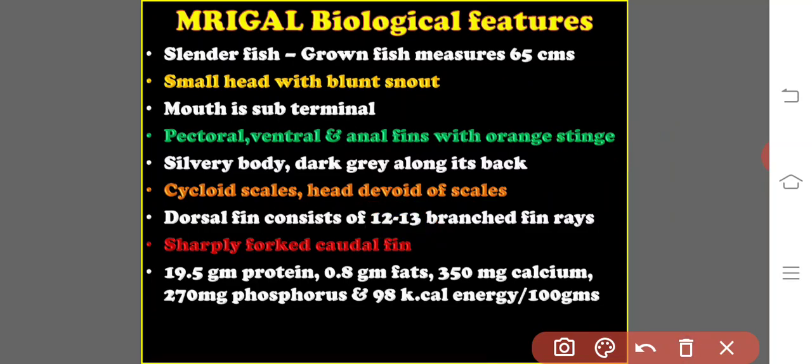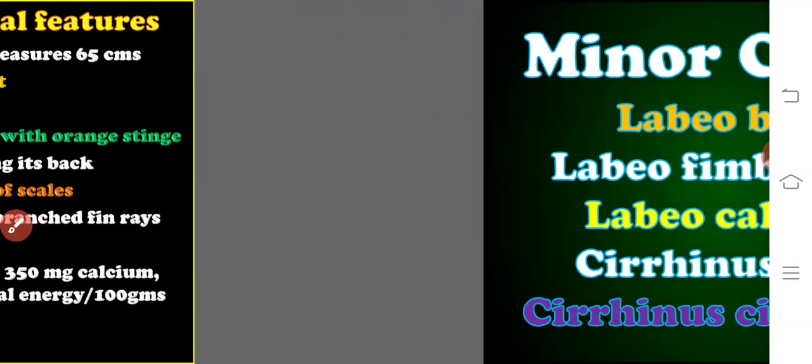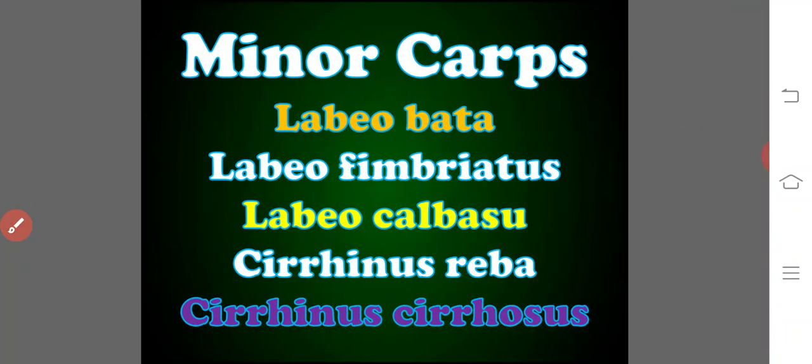Here if you observe the nutritious value, 19.5 grams of proteins, 0.8 grams of fats, 350 milligrams of calcium, 270 milligrams of phosphorus, and 98 kilocalories of energy per 100 grams of mrigal fish food. So these are the three Indian major carps which are usually grown in the inland fisheries like the lakes, ponds and water bodies.